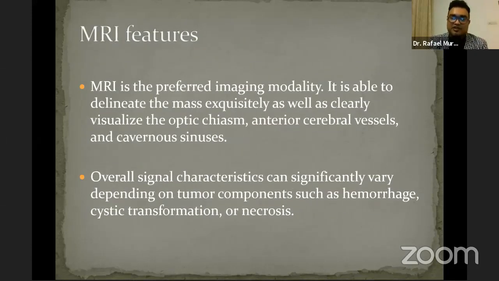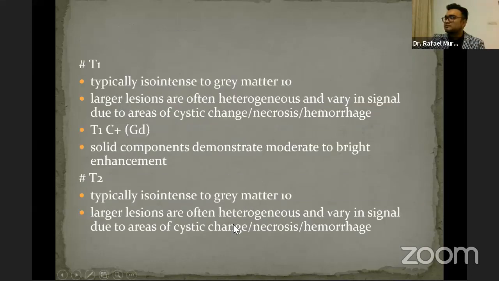The MRI is the preferred imaging modality, and it is able to delineate the mass exquisitely well, as well as clearly visualize the optic chiasma, the anterior cerebral vessels and cavernous sinus. And the overall signal characteristics can significantly vary depending on the tumor components, such as hemorrhage, cystic transformation, or necrosis. So in case of a T1 weighted image, it is typically isointense to gray matter. The larger lesions are often heterogeneous and vary in signal due to areas of cystic change, necrosis, or hemorrhage.